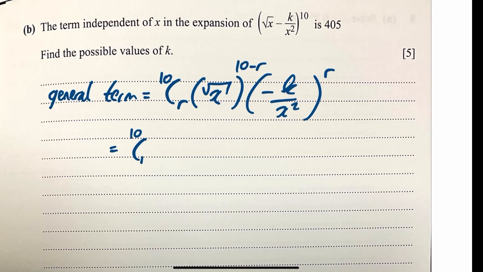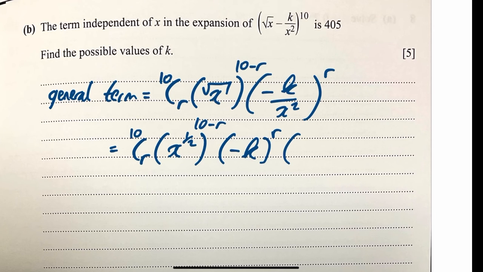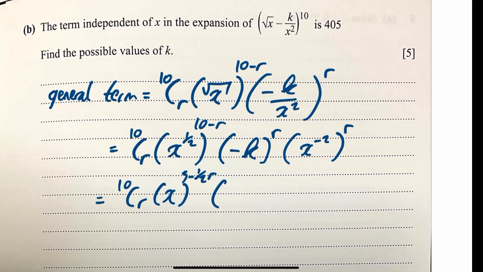So we still have our 10 C r. Root x, I'm going to write it as x to the power of a half, to the power of 10 minus r. And then I'm going to separate out the constant from this. So I'm going to write that as minus k to the power of r, and then times x to the minus 2, to the power of r. So x to the power of a half raised to the power of 10 minus r is going to be x to the power of 5 minus a half r. And then I'll put the x term next to it, x to the power of minus 2r. And then you've got your minus k to the power of r.